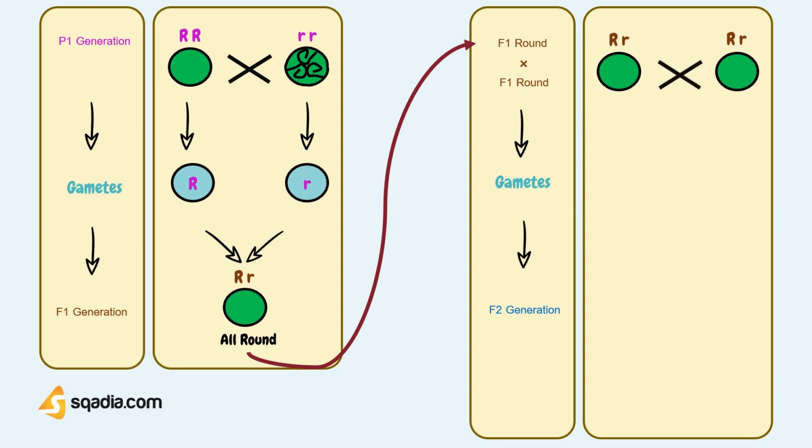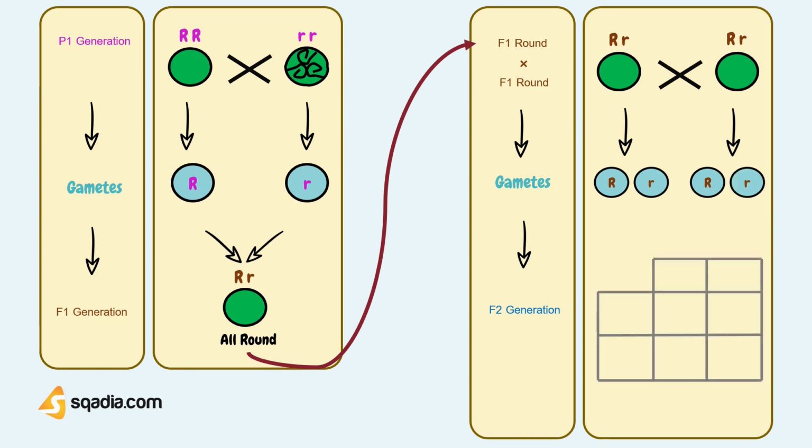So, after the cross in F1 generation, gametes will be generated by both parents. One parent will produce capital R and small r. Similarly, the other parent will also produce capital R and small r. Now, using the Punnett square, capital R and small r from one parent, and capital R and small r from the other parent. Now F2 generation will be produced.